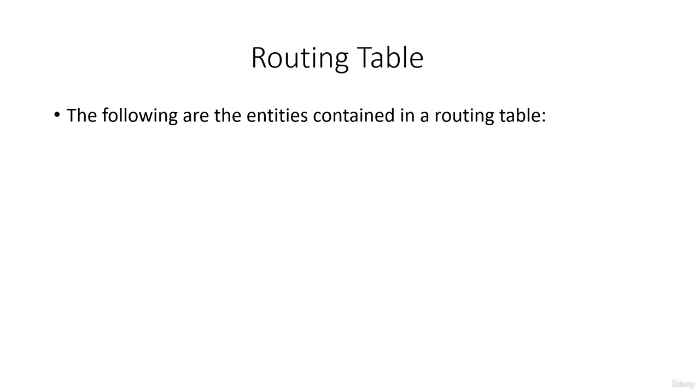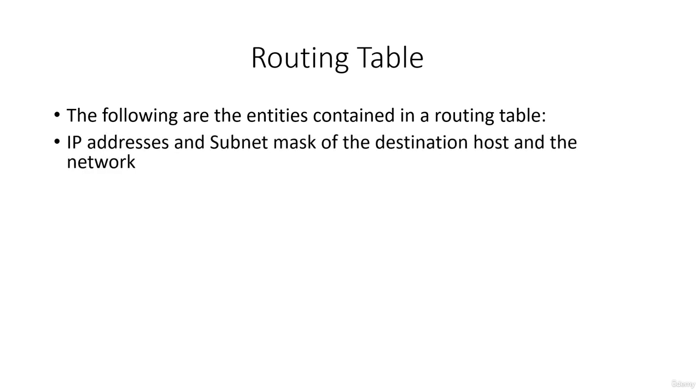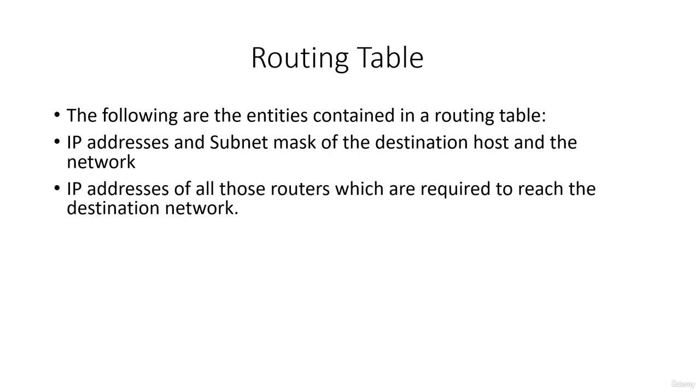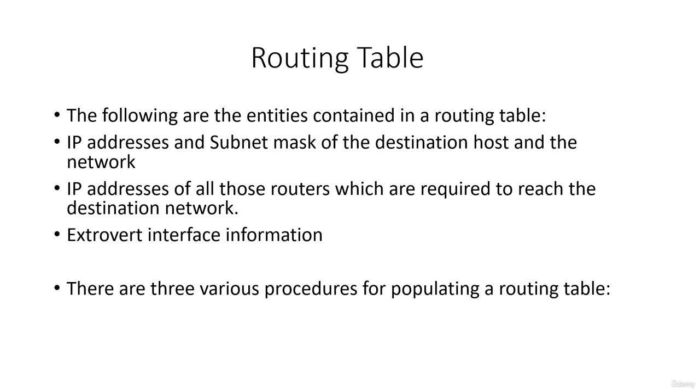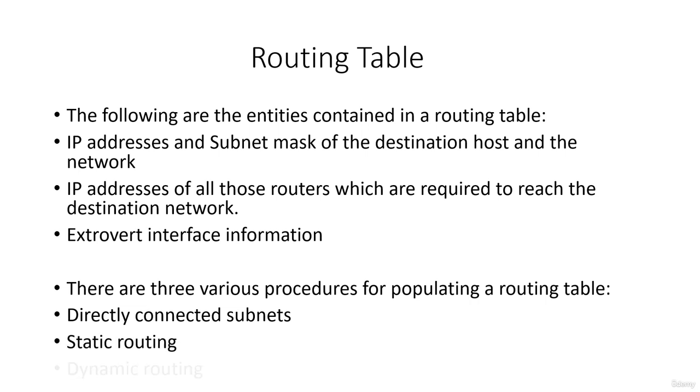So the following are the entries contained in a routing table: the IP address and subnet mask of the destination host or network, the IP address of those routers which are required to reach the destination network, and exit interface information. And there are three types of procedure for populating a routing table, which is first, directly connected subnets, static routing, and at the end, dynamic routing.